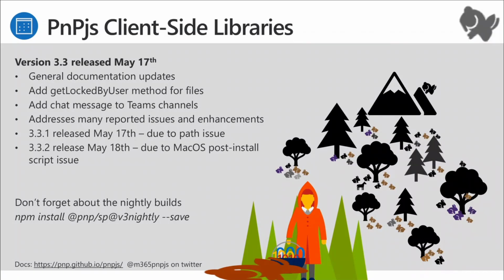Unfortunately, we had some pretty fun issues. We had a path issue with a new post install script that we added that will essentially notify you, as you're installing the PnP JS and the PnP graph libraries, if you are using the SharePoint Framework and need to do some additional getting started steps. We resolved that in 3.3.1, and then found out the very next day that the Mac OS operating system didn't like one of the commands in the post install script. So we had to do another release, 3.3.2, that fixed that, and that happened yesterday. So everything should be running nicely now.